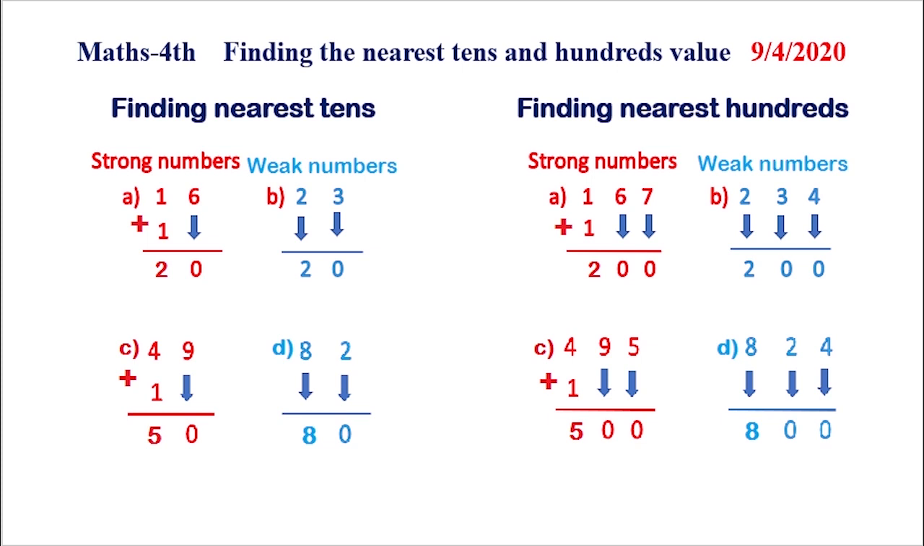Check the ones place number. If it is a strong number, for finding the nearest tens, add one digit into the tens number and you will get your answer. And if it is a weak number on the ones place, then write down the tens number as it is as your answer. Now in finding the nearest hundreds, let's check the tens place number. If it is a strong number, add one digit into the hundreds place number, and if it is a weak number, then write down the hundreds place number as it is.